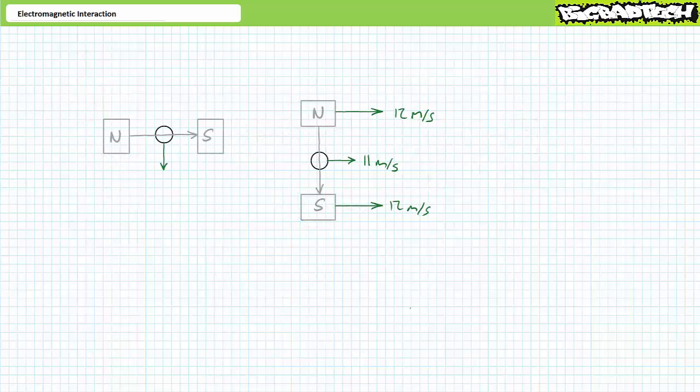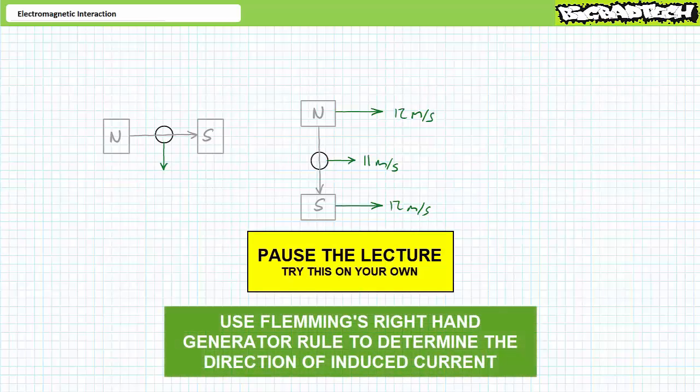Just so you can get some practice with Fleming's right-hand generator rule before I blow your mind with some other content, here's a couple example scenarios. By all means, pause the lecture and use Fleming's right-hand generator rule to determine the direction of induced conventional current given the indicated direction of the magnetic field and the movement exhibited. If you're tracking, you should have observed the following results.